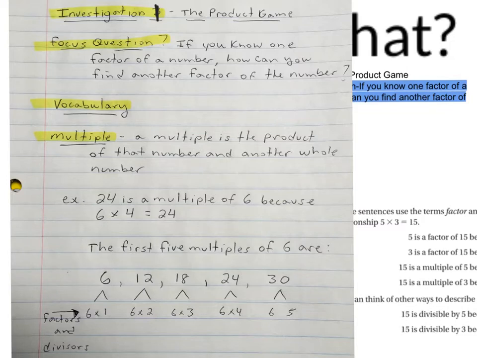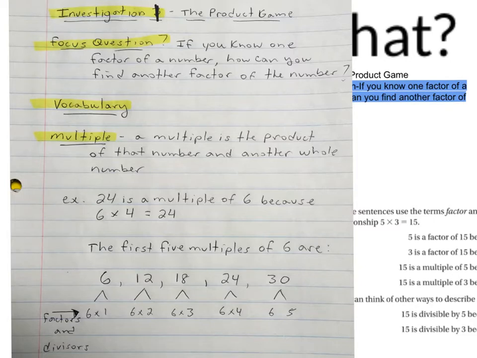So I have listed the first 5 multiples of 6 as another example. 6, 12, 18, 24, 30. So really, aren't you just skip counting by 6? 6 times 1 is 6. 6 times 2 is 12. 6 times 3 is 18. 6 times 4 is 24. 6 times 5 is 30. And you could go on to infinity.